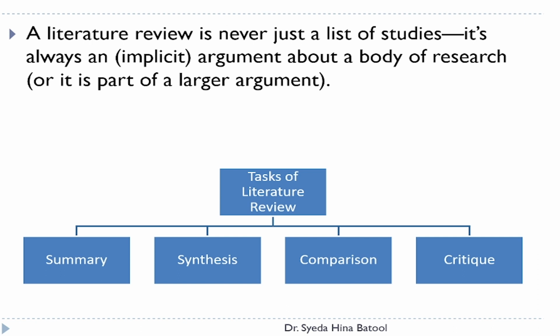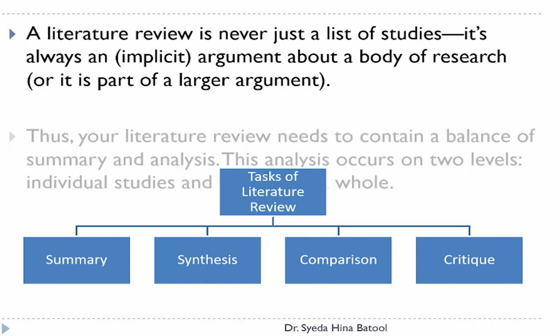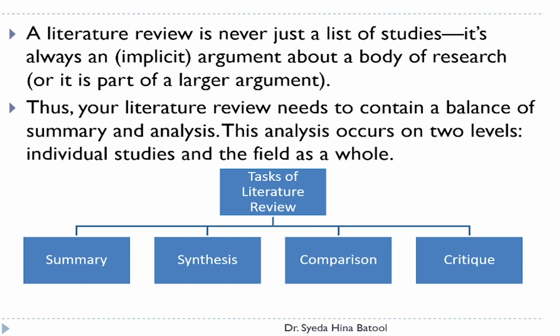Here in a table, I show you some of the tasks of literature review. First, you need to build a summary of all the studies. Next, synthesize all the studies, then compare the studies, and finally write down a critique on the studies. So literature review is about critiquing other studies. It's not about listing studies. Your literature review needs to contain a balance of summary and analysis. This analysis occurs on two levels, individual studies and the field as a whole.